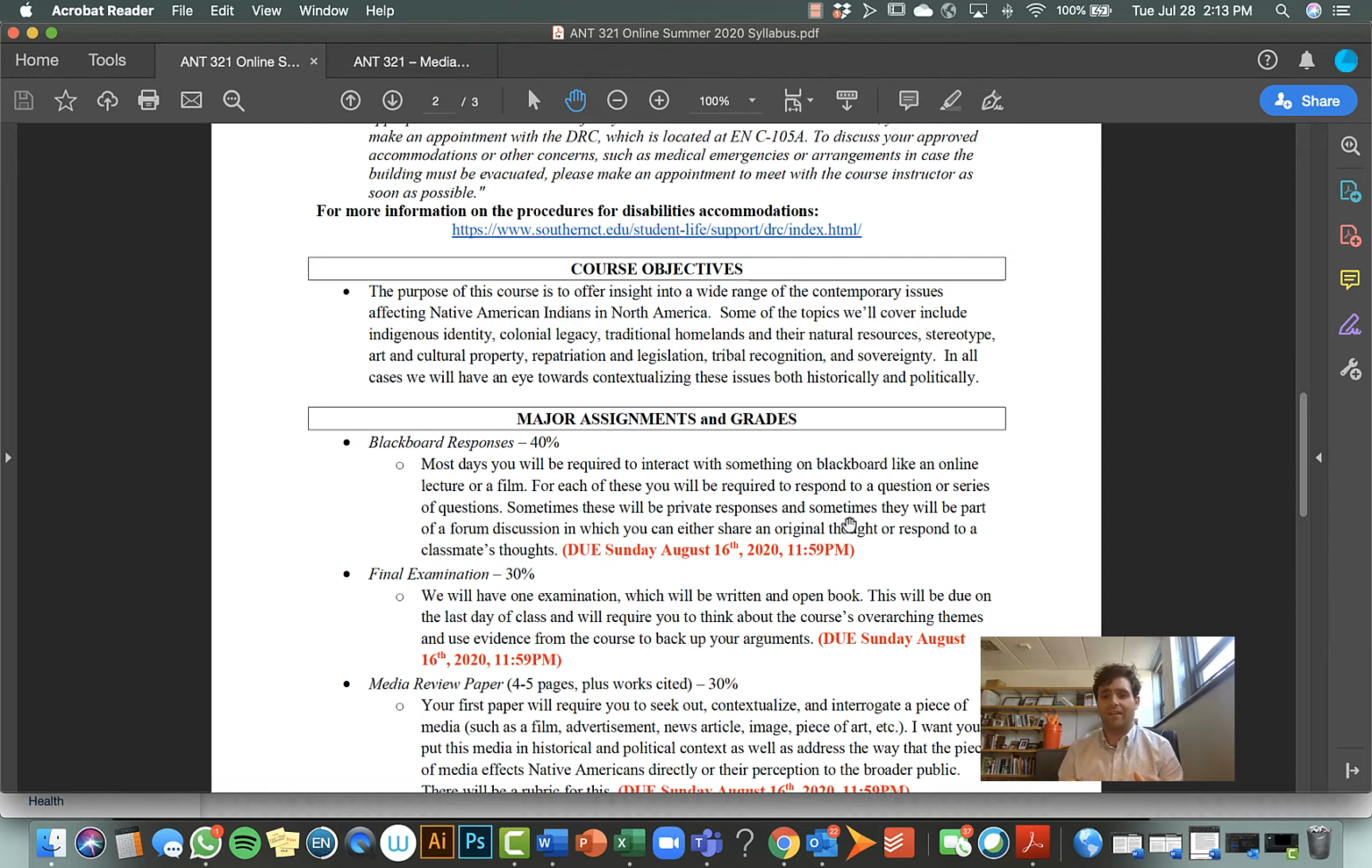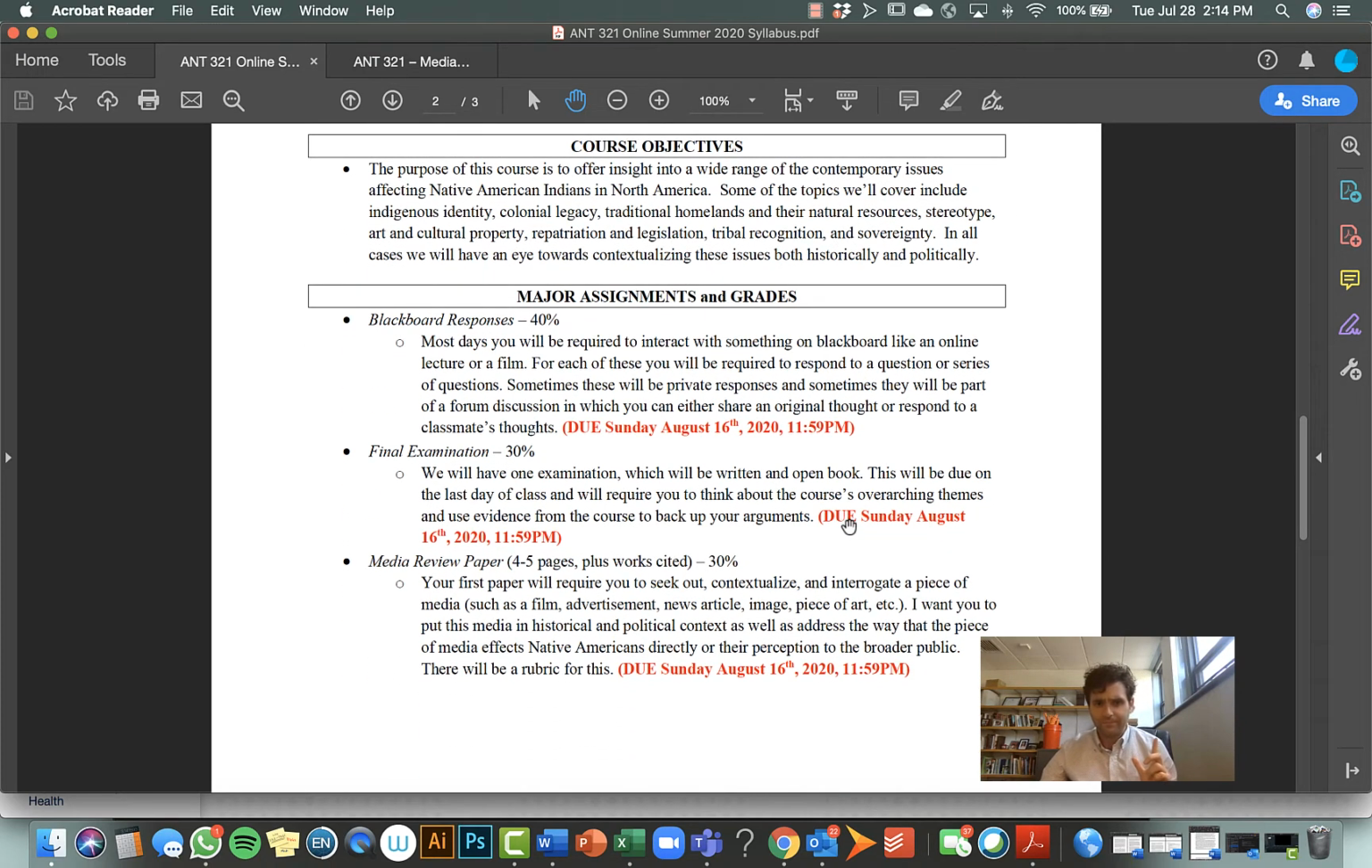And you'll see in a minute that each of the modules, which equates to roughly what a week would be in a semester, is organized by an issue rather than a region or a time period or something like that. But we'll get into those in just a moment.